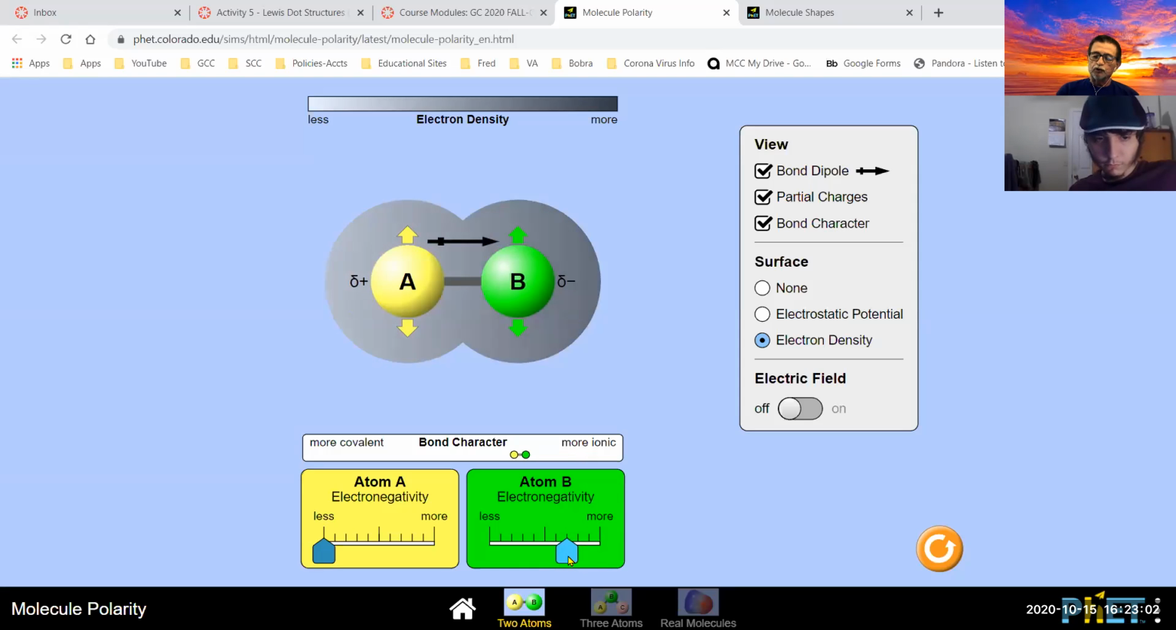There was some confusion about the arrow. The point of the arrow points toward the most electronegative element, here in this case B. And the little plus sign on the tail of the arrow points in the direction of A, that atom that has the least electronegativity. Okay. So we created a dipole. So we have a dipole, a polar bond here.